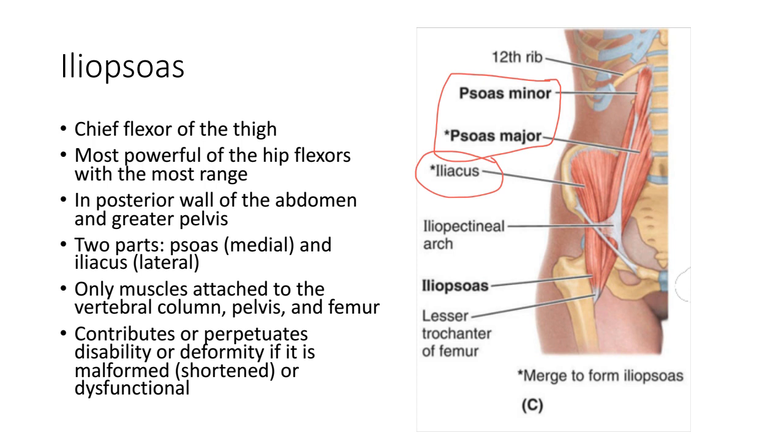The iliopsoas contributes to or perpetuates a disability or deformity if it's malformed. So if it's shortened or dysfunctional, it contributes to disability. Meaning that this is a pretty important muscle, and if there is a problem with it, if it is shortened or dysfunctional, a person will have a disability and maybe not be able to walk, or will walk with a bend or with a limp.